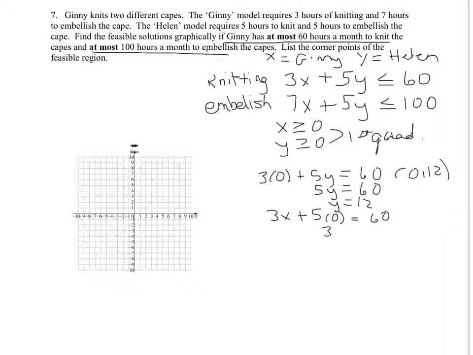And we're going to have 3x equals 60, so x equals 20. Now, we've got an issue with that because I can't put the ordered pair 20, 0 on this graph unless I change the scale. So let's make our scale, instead of counting by ones, let's count by twos.